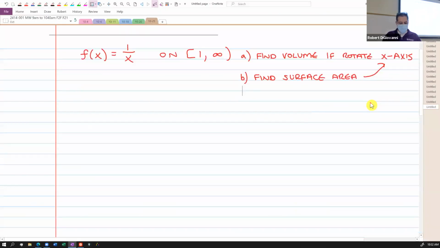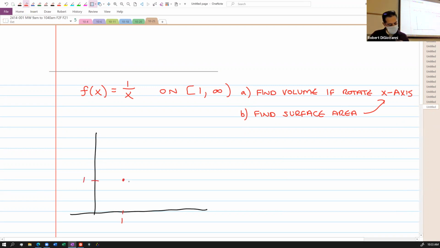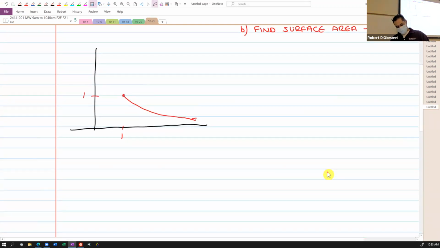So let's do volume first. If I do volume, how am I going to do it? What method am I going to use, trying to find the volume? I'm going from 1 here. Here's 1, and I'm going to take this. It goes forever. I want the volume underneath this thing, or the volume if you rotate it around the x-axis.